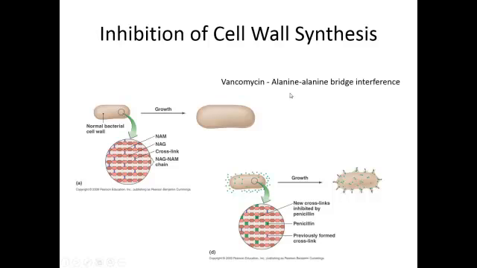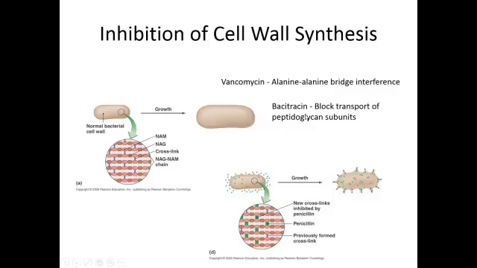Vancomycin interferes with alanine-alanine bridges, and those are some of the amino acids that are involved in this tetrapeptide. So they're a little more selective in interfering with the cross-linking than penicillin is. And because vancomycin isn't a beta-lactam, it is immune to beta-lactamases. So often we'll put patients on vancomycin if they have a microbe that is resistant to the beta-lactams. Methicillin-resistant Staphylococcus aureus, or MRSA, is a candidate for vancomycin.